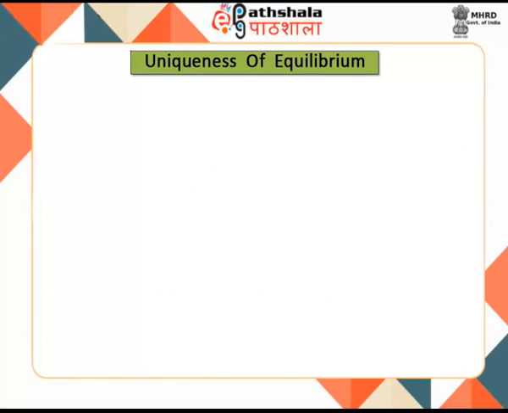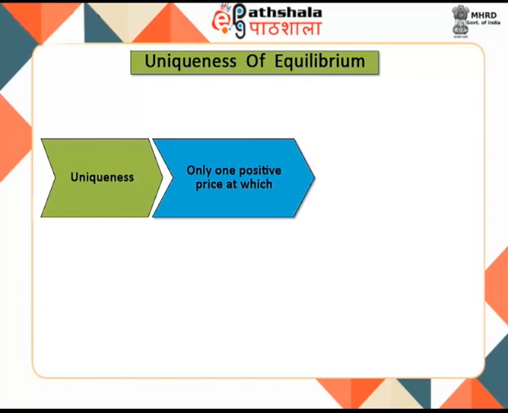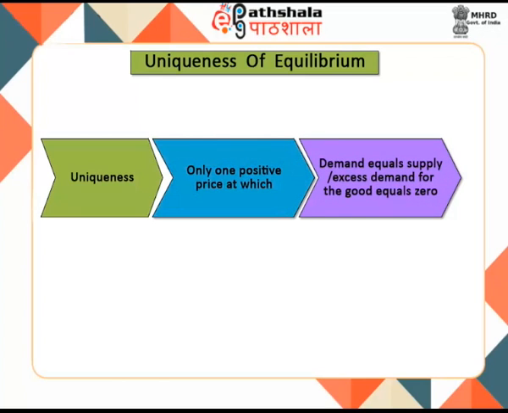Uniqueness of equilibrium. Existence of equilibrium is no guarantee that such an equilibrium will be unique. Uniqueness implies that there exists only one positive price at which demand equals supply or excess demand for the good equals zero. However, in some situations, there exists more than one positive price at which demand equals supply. Such possibilities arise when either the demand curve or the supply curve or both the curves do not behave normally.